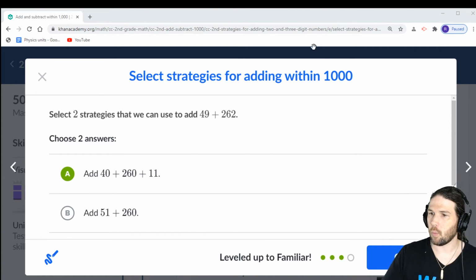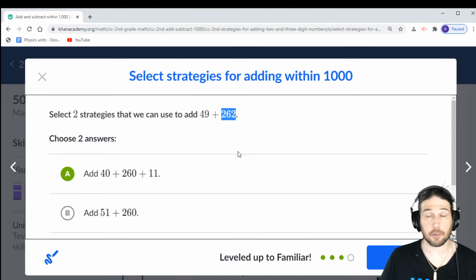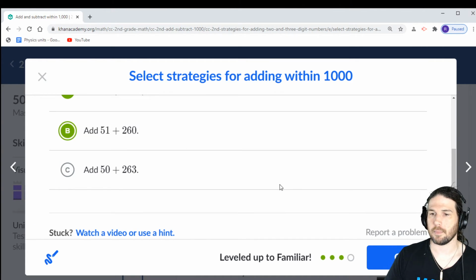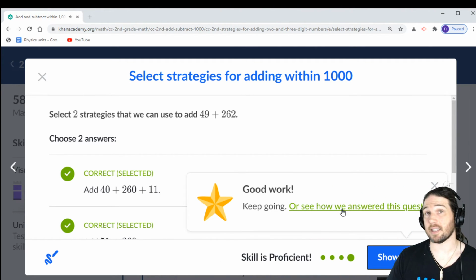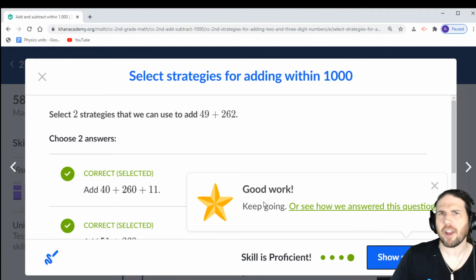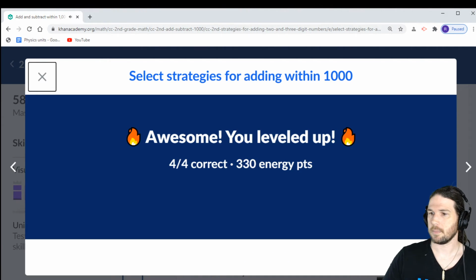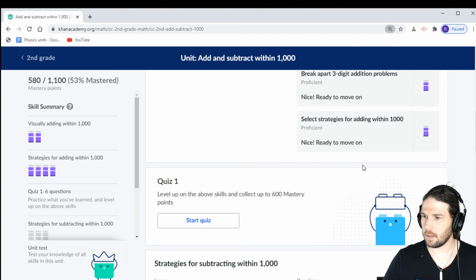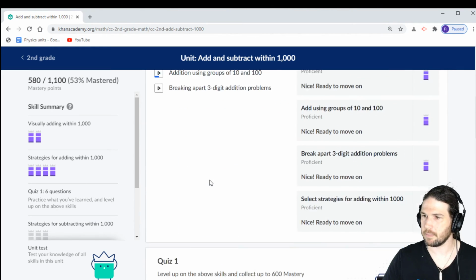And what else? Well, I could totally take 2 away from this 262 to make 260 and add that to the 49 to make 51. And that is select strategies for adding within 1,000. And I hope that all makes sense because there's a lot of really good stuff here that ends up being useful later on down the line. All right, we've got a quiz, and then we've got some subtracting, so let's do it.